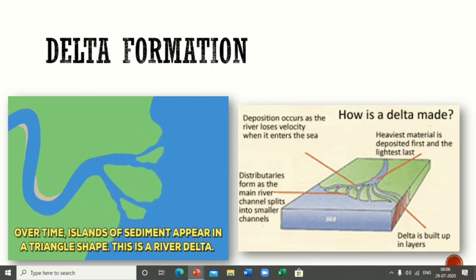So these three depositions which we have studied today are the buried stream, the natural levees and the floodplains, and finally the delta formation.